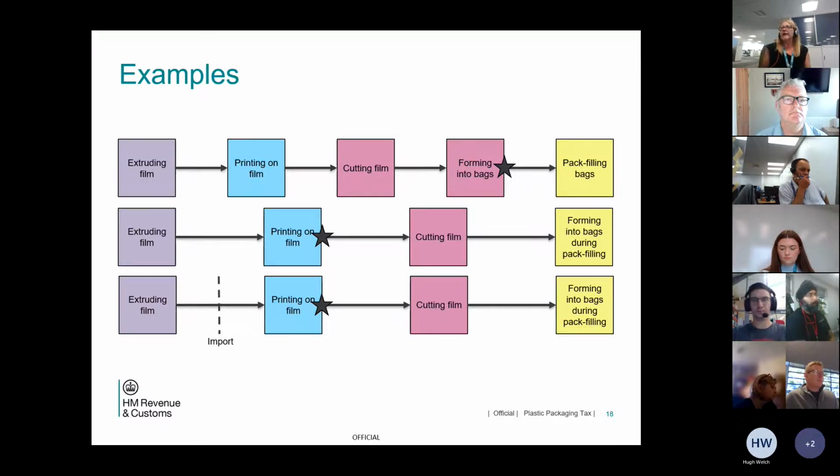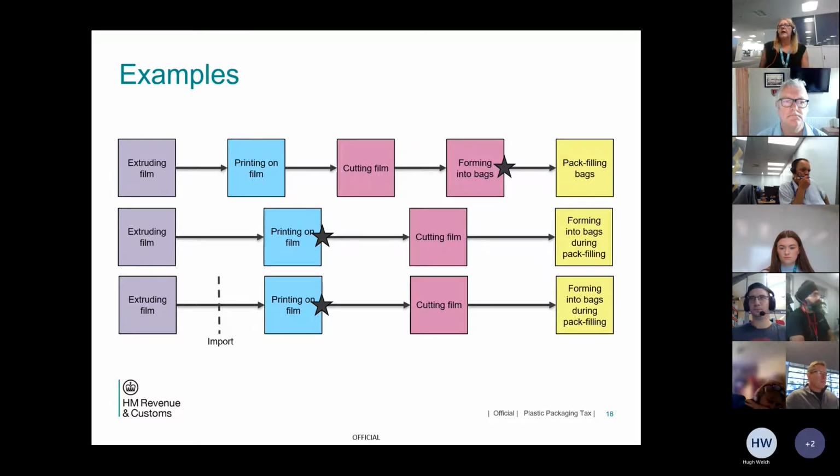So it's obviously key that businesses do talk to each other about what's happening to that packaging along the supply chain, so that A, it's not getting taxed twice, and B, the right person is accounting for any tax on it.